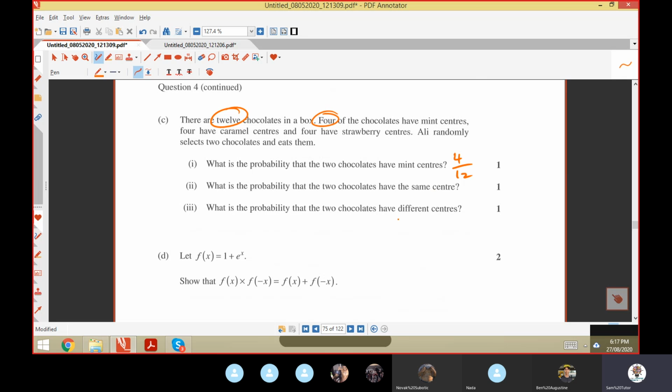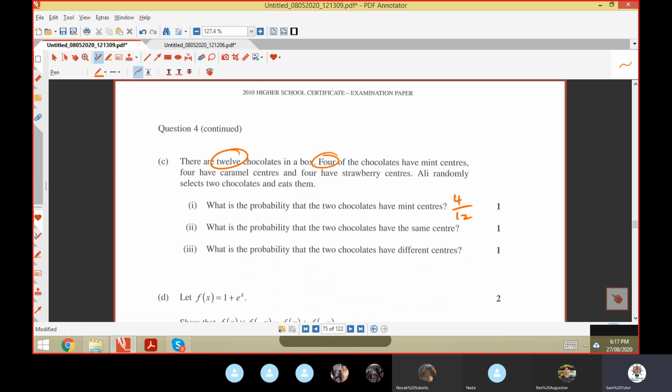I would agree. So this is how I'm seeing it at this point in time. Your first chocolate looks like this: mint, caramel, strawberry. So for mint, you've got obviously a 4 out of 12. For the second one to be a mint again, it's got to be 3 out of 11. Then you're going to times it. I'm just making sure you guys understand. That works for all of them. So it's 4 over 12 times 3 out of 11.